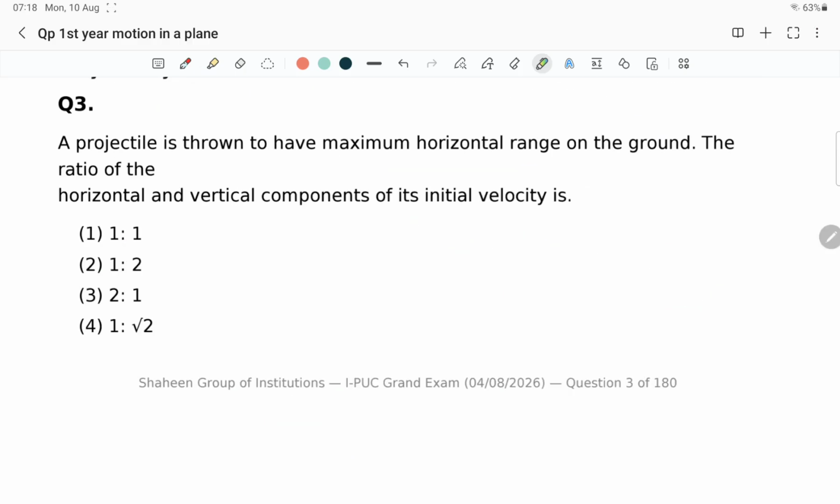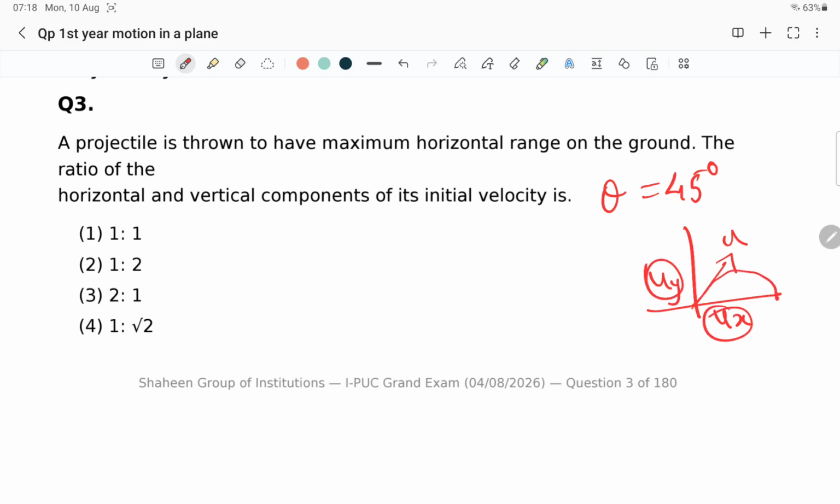Alright, let's move on to the next question. A projectile is thrown to have a maximum horizontal range on the ground. The ratio of horizontal and vertical components of its velocity. I hope you know that the range is maximum when theta is 45 degrees, and when theta is 45, ux and uy will be equal to each other. So ux and uy will be the same. So the answer is 1 is to 1.